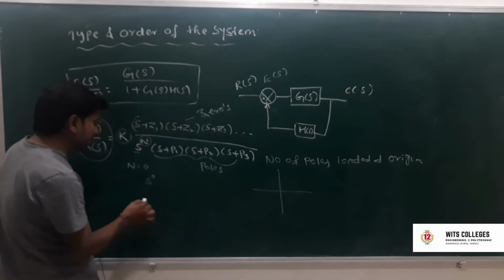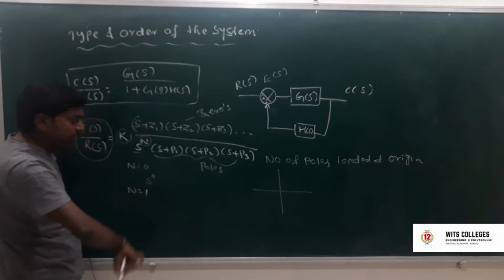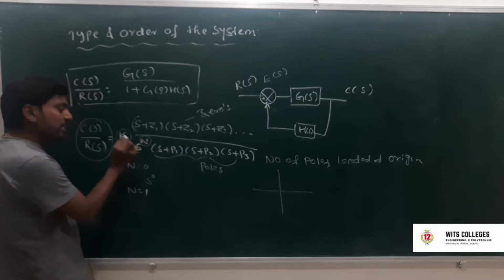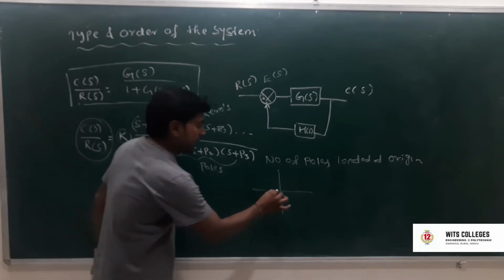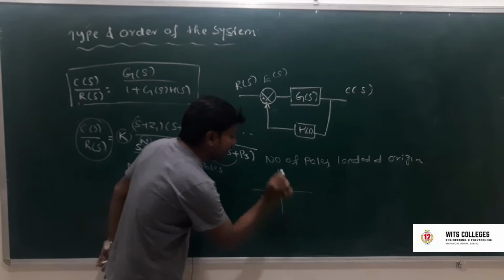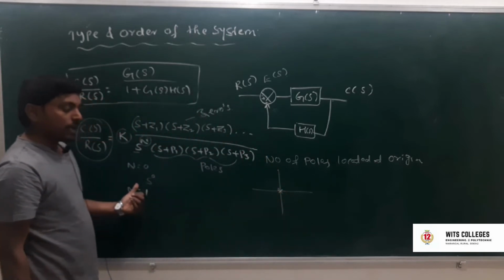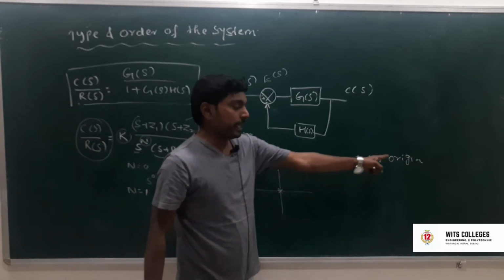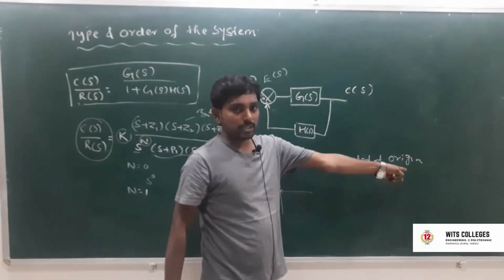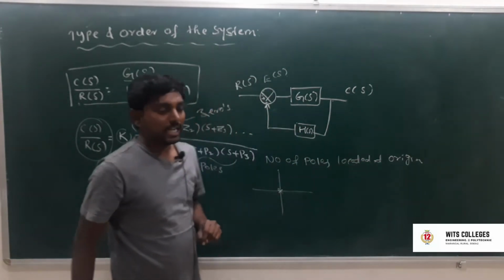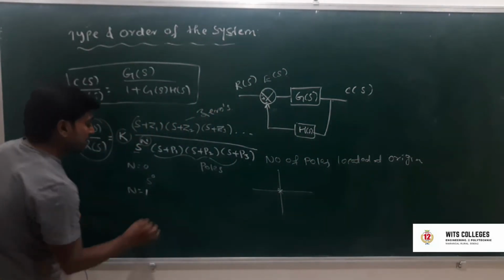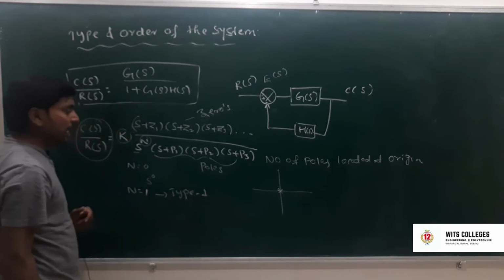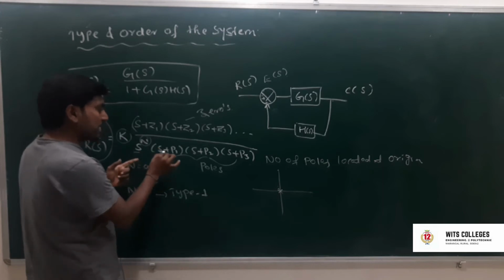If n is equal to 1, then one pole is located at the origin. The type is the number of poles located at the origin. How many poles are located at the origin? Only one pole, so the system is a type 1 system.